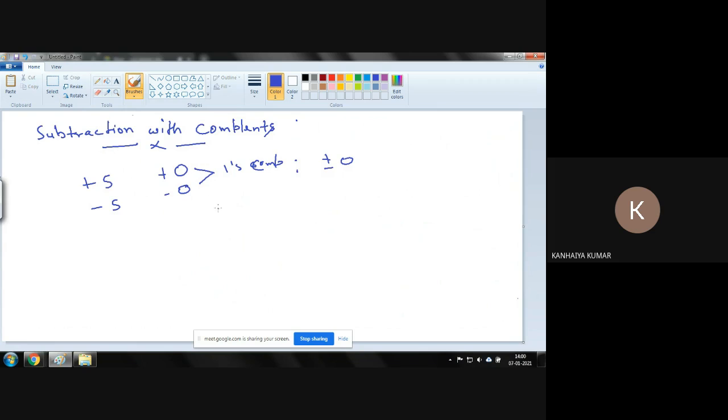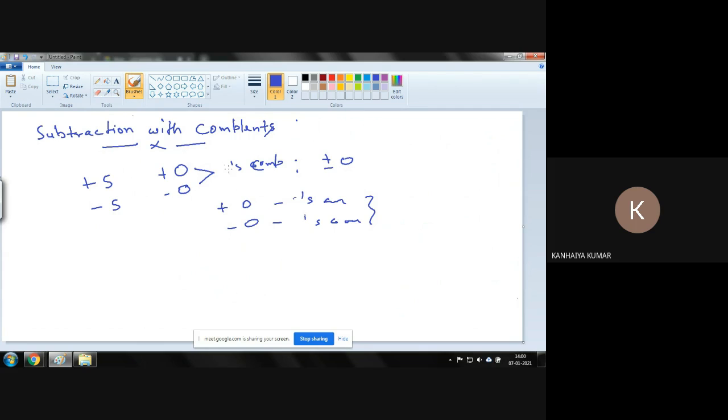But in case of plus 0, we have a different two's complement, and in case of minus 0, we have a different two's complement for the same number, because plus 0 and minus 0 both are similar, we know. Sorry, I'm telling wrong here actually. Here in case of one's complement, actually we have two different. Sorry. Yeah, okay, let me erase it.